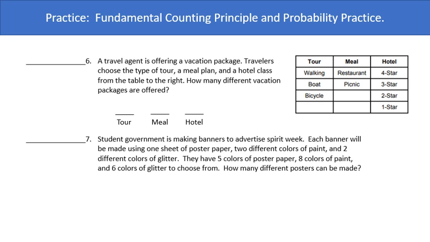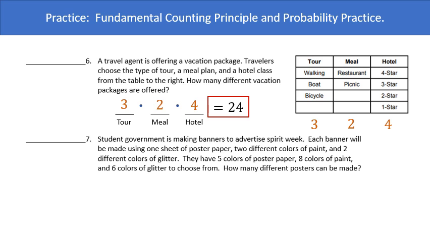How many different tours do you have to choose from? Add straight down, 3 different options. How many different meals? 2 different options. And how many different hotels? 4 different options. Although honestly, who's going to choose a 1-star hotel? I don't know. But you have 4 different options. 3 times 2 times 4, multiply those together, means there are 24 different vacation packages offered. Does that make sense? 3, 2 times 4.